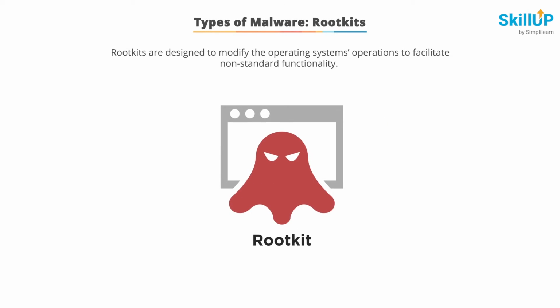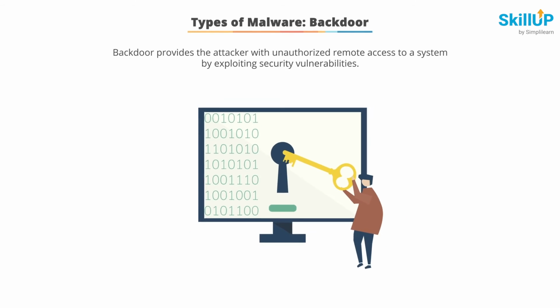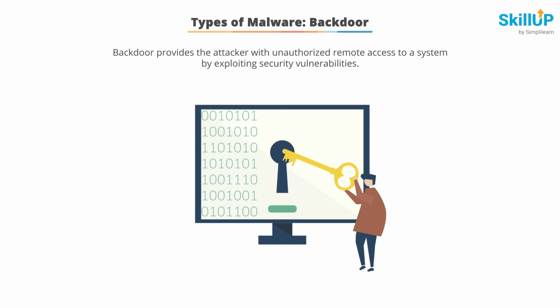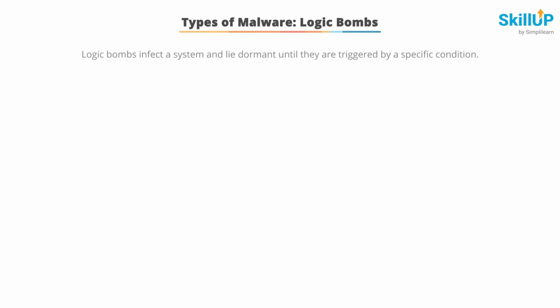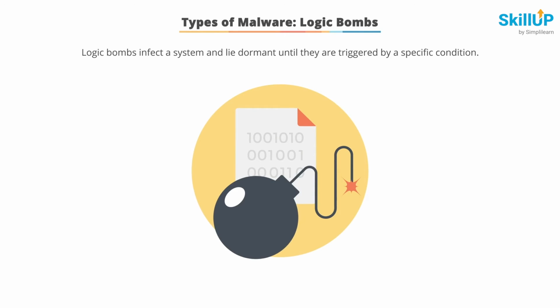Rootkits are a form of malware that is specifically designed to modify the operation of the operating system in some fashion to facilitate non-standard functionality. A backdoor refers to a program or programs that attackers have installed after gaining unauthorized access to a system to ensure that they can continue to have unrestricted access to the system, even if their initial access method is discovered or blocked. Logic bombs are malicious code objects that infect a system and lie dormant until they are triggered by the occurrence of one or more conditions such as time, program launch, website logon, and so on.